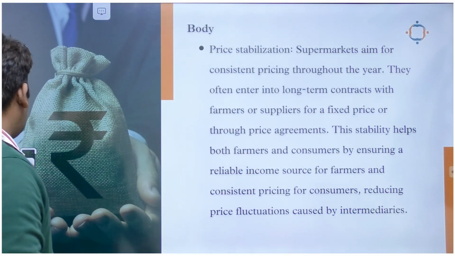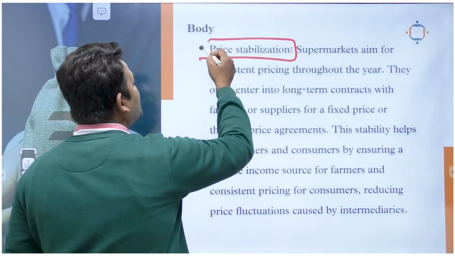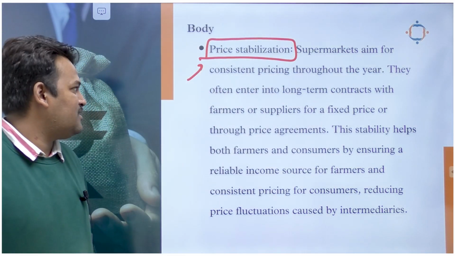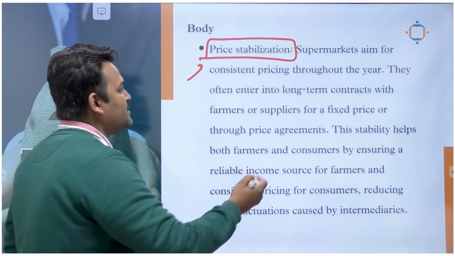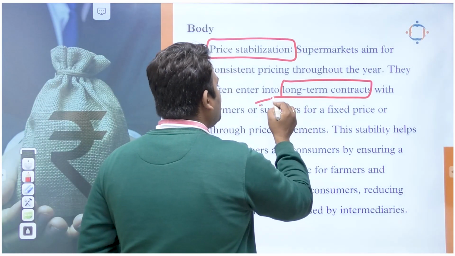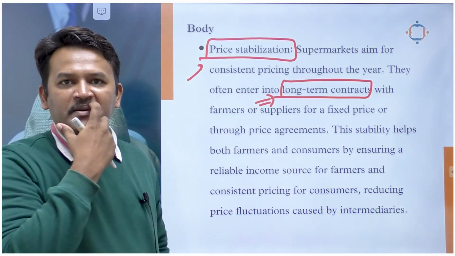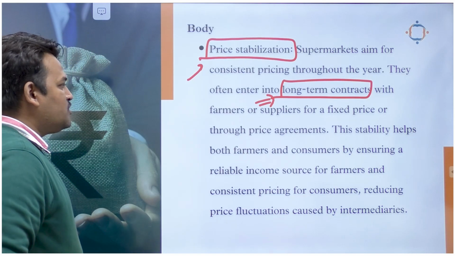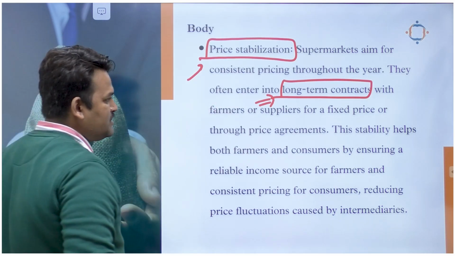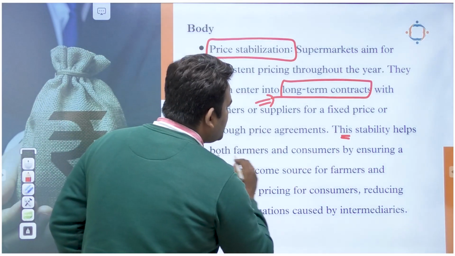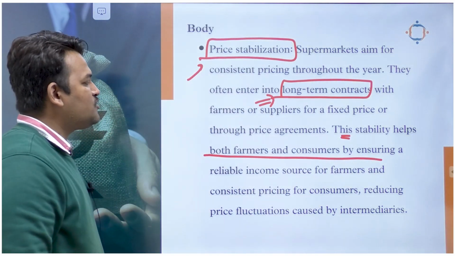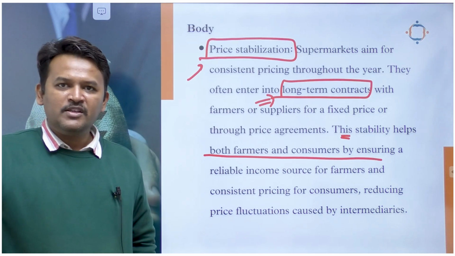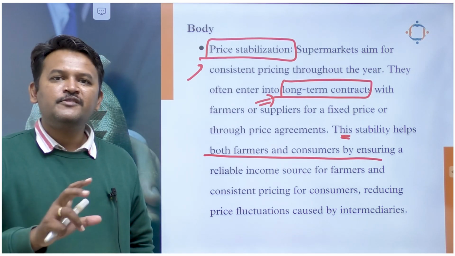Price stabilization. This one is an important aspect in the present context as well. Supermarkets aim for consistent pricing throughout the year. They often enter into long-term contracts, and this long-term contract will safeguard our farmer from price fluctuations. Okay, with farmers or suppliers for a fixed price throughout the agreement. This stability helps both farmers and consumers by ensuring a reliable source of income for the farmer and consistent pricing for the consumers. So this will be a win-win situation for both these parties.